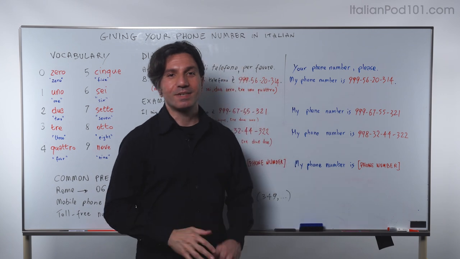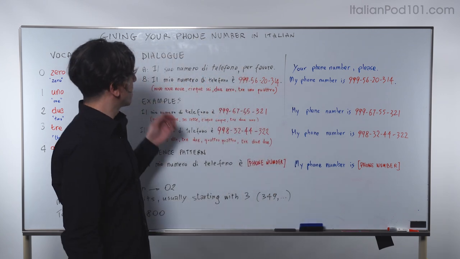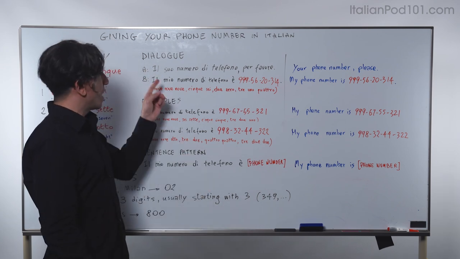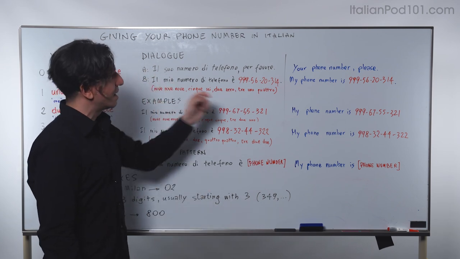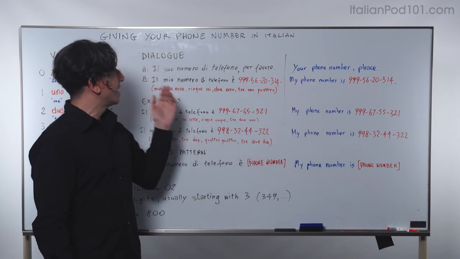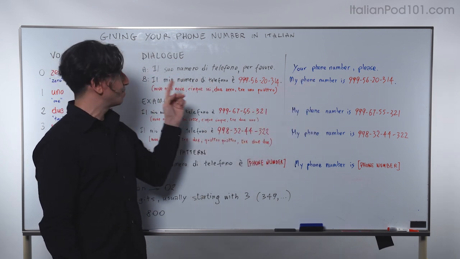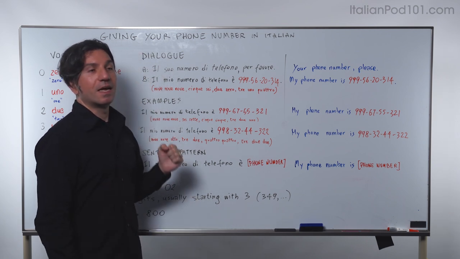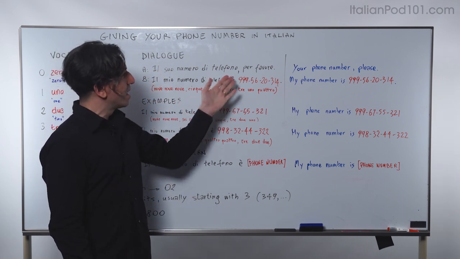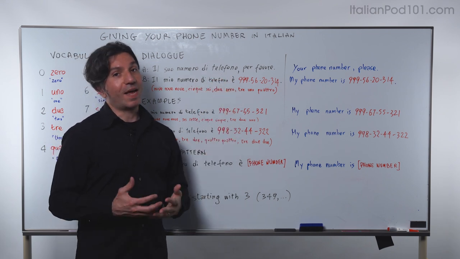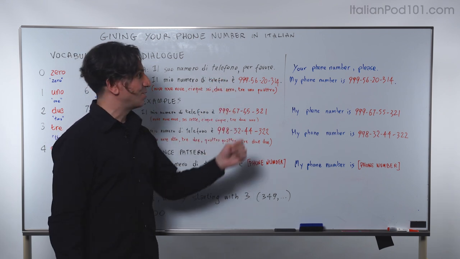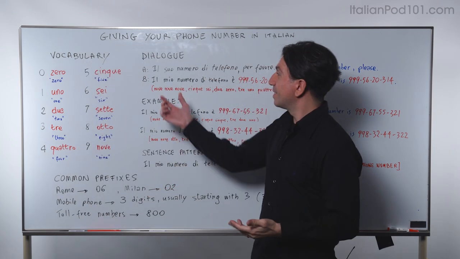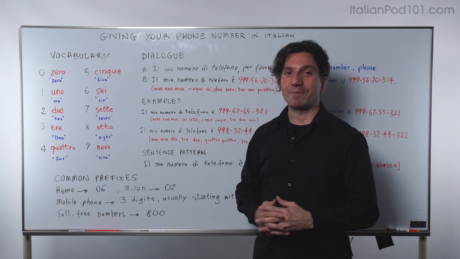Okay, let's take a look at the dialogue. First, the request is a formal request. We have suo, your phone number, il suo numero di telefono. So remember, for a formal conversation, we use suo. And this request is a polite request, so it's very important to say per favore. Per favore at the end or per favore at the start is the same.